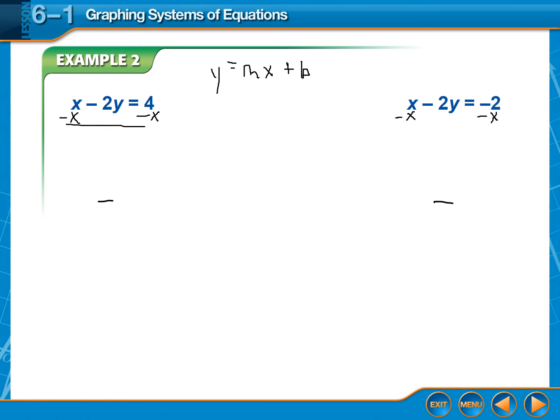And that's going to leave me with what on both sides? On this side I took away the x, so what's left is negative 2y equals negative x plus 4. On the other side, negative 2y equals negative x minus 2. So my next step, I've got negative 2 times y, so I'm going to divide by negative 2. And since I divide this side by negative 2, I need to divide everything on the other side also by negative 2.